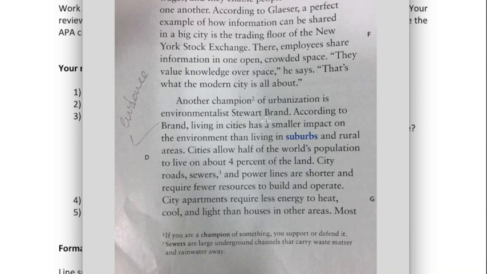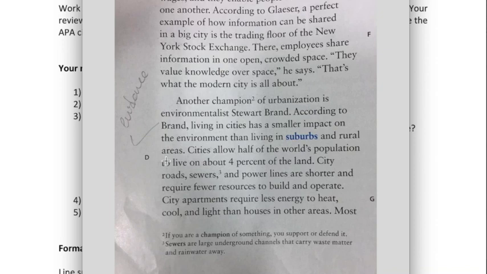So Stewart Brand says, according to Brand, living in cities has a smaller impact on the environment than living in suburbs. So what is suburbs? Suburbs means places outside the city and rural areas. So what do you think? What is your opinion? Do you think living in the cities is better towards the environment as compared to living in rural areas, or living in rural areas is better to the environment as compared to living in the cities?